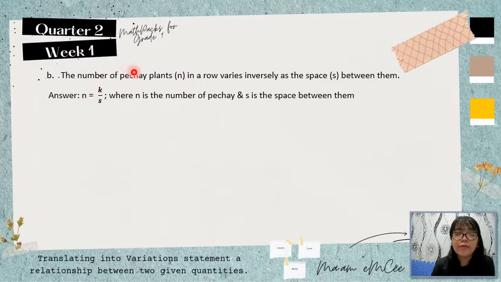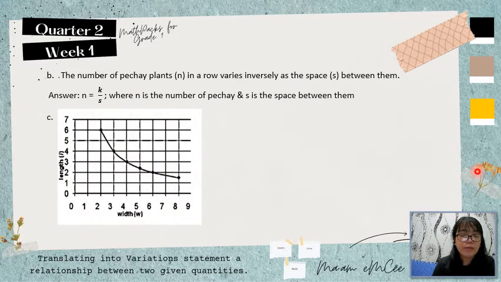So on the right side of the equation will be a fraction. In the numerator, we have the k, and in the denominator, we have our second variable, which is the s. So the equation for our variation is n is equal to k over s, wherein n is the number of petri plants and s is the space between them. And of course, our k here is the constant of variation.